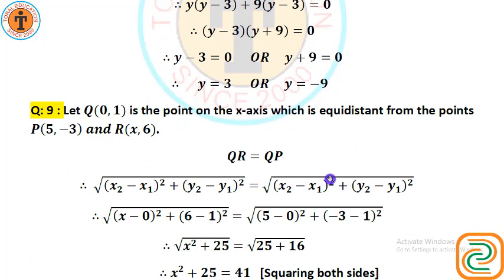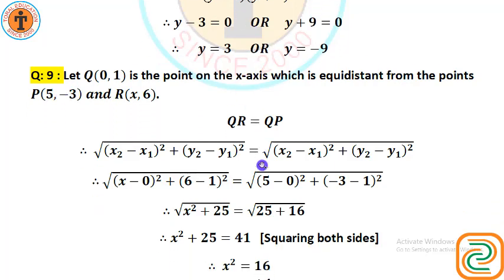Similarly, find x. Both are equidistant. In question number 9, read the question: if Q(0, 1) is equidistant from P(5, -3) and R(x, 6), find the value of x. Also find the distances QR and PR. We have to find three things here. QR equals QP because Q is equidistant from P and R. Same thing we have done here.